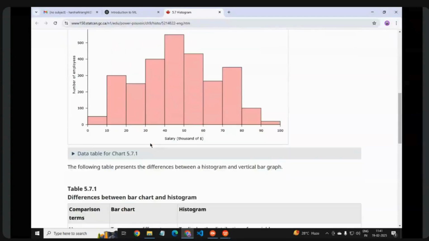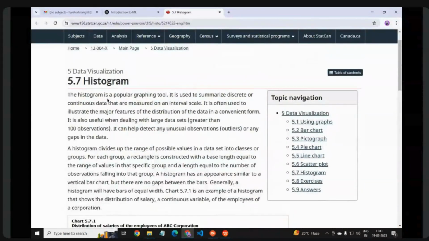Let's see the definition of histogram: it is a popular graphing tool. It is used to summarize discrete or continuous data. What is continuous data? Numerical data that is measured on an interval scale, in a range. It is often used to illustrate the major features of the distribution of the data in a convenient form. It is useful when dealing with a large data set. So a histogram divides the range of possible values in a data set using classes or groups.